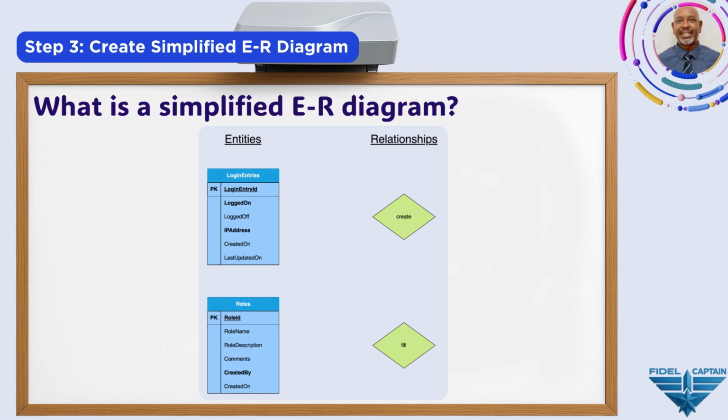Each rectangle contains the name of the entity at the top, followed by its primary key, indexes, and other relevant attributes, and the diamond includes the name of the relationship. The diagram shown illustrates this notation.